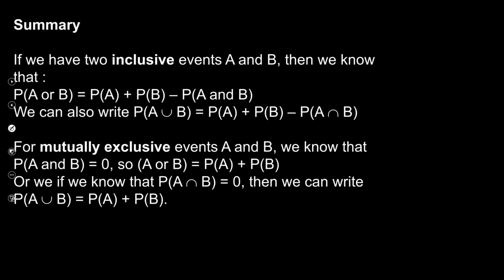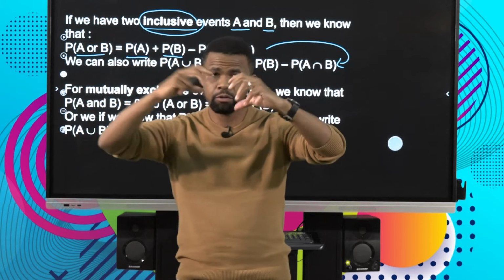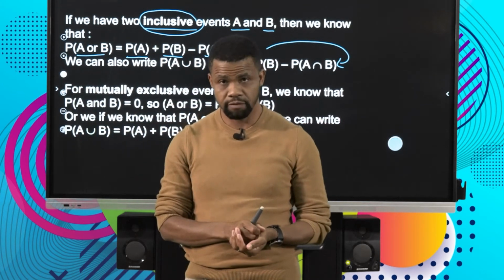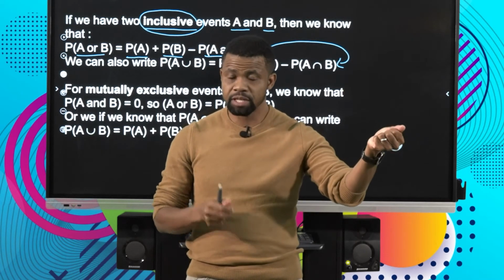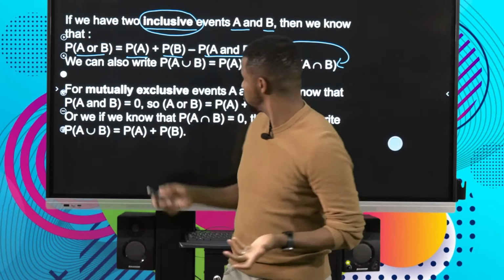So let's look at our summary. If you have two events, inclusive A and B, then we know that this is inclusive. The probability of A or B is the same as the probability of A plus the probability of B minus the probability of A and B. And this is the same as that. Okay. So inclusive, meaning there's some intersection between the two circles. So you have event A and event B. Inclusive, there's some intersection between the two events. Okay. So the probability of A plus the probability of B minus the intersection, which is this part.